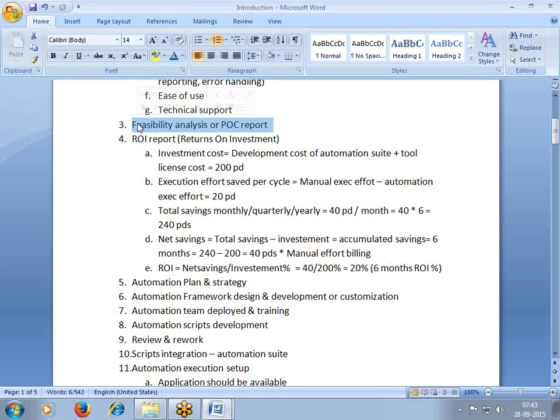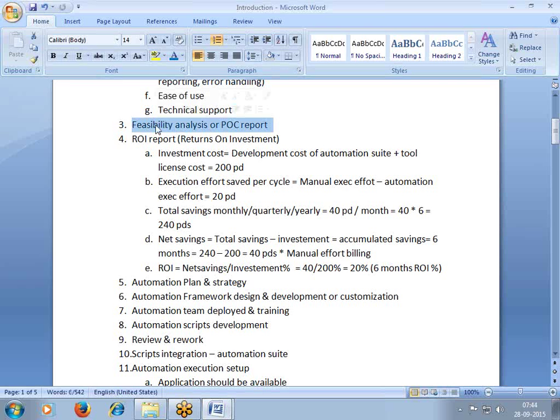See, every project cannot be automated. Even if you automate it, we may not get any benefit. Instead of getting benefit, you will sometimes get a loss. So we have to cross-check that first, before starting our automation project. We check whether this project can be automated, whether we get any benefit, and how much benefit we can get. All of that we assess before starting the automation. That is done in the feasibility analysis or proof of concept step.